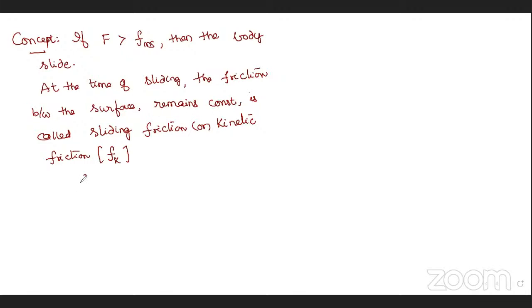Since it remains constant, obviously Fk also depends upon the normal reaction, like the maximum value of static friction. So here also we write Fk is directly proportional to N. That I will explain later, it will come on inclined plane. Fk equals some constant into N. That constant there we wrote mu S, here we write mu K. So Fk is equal to mu K into N.